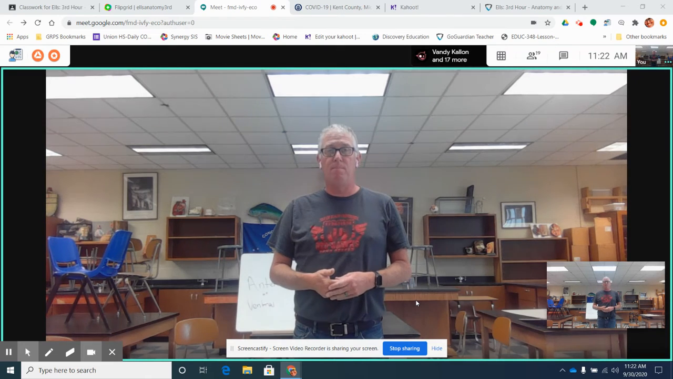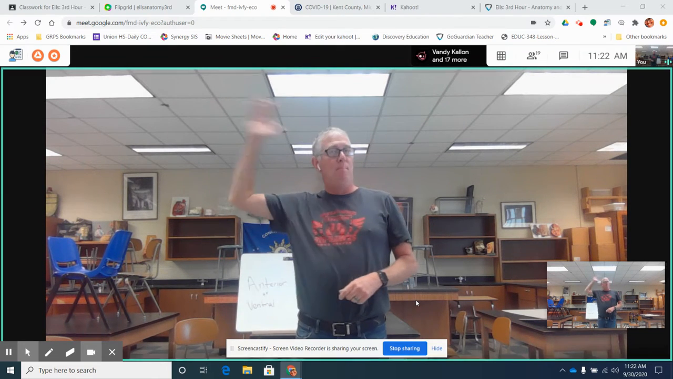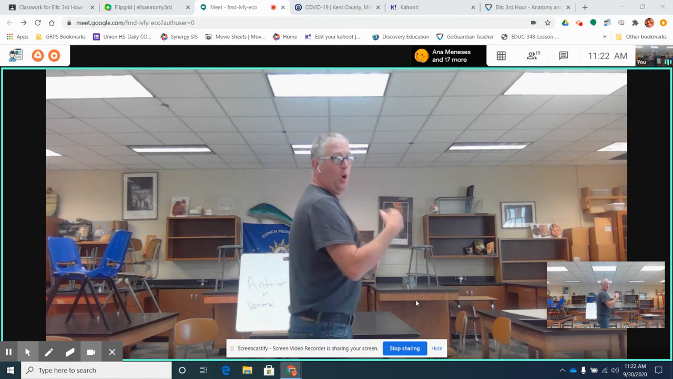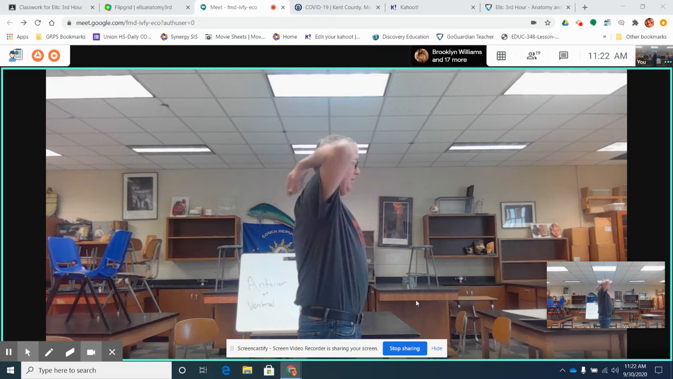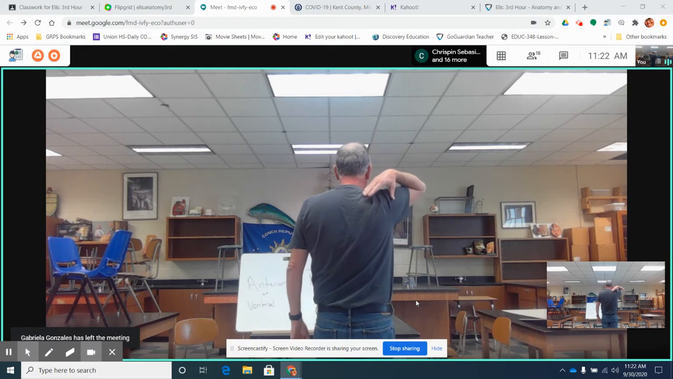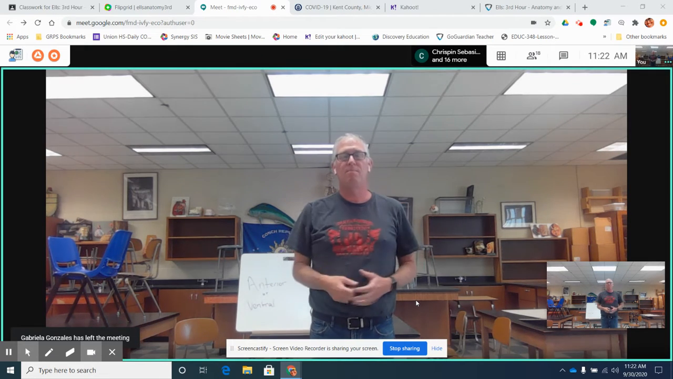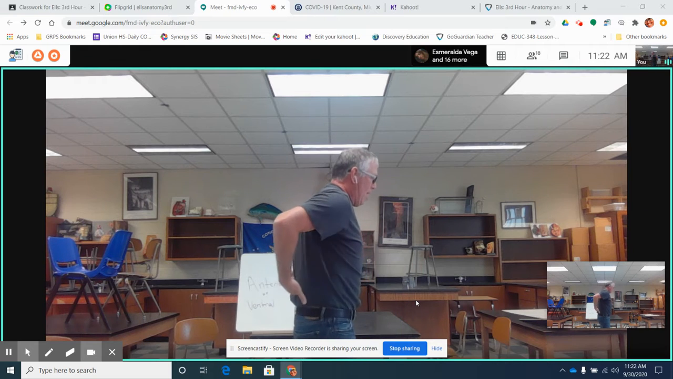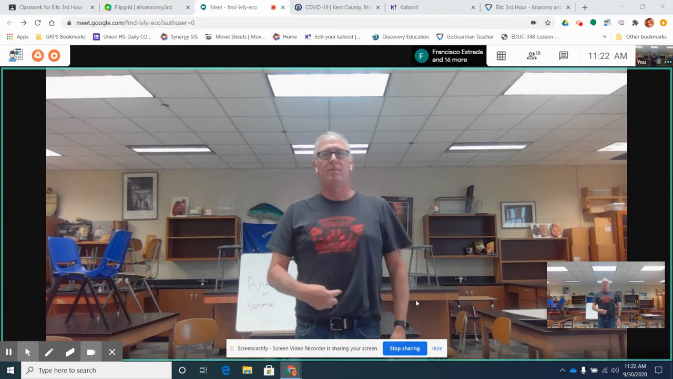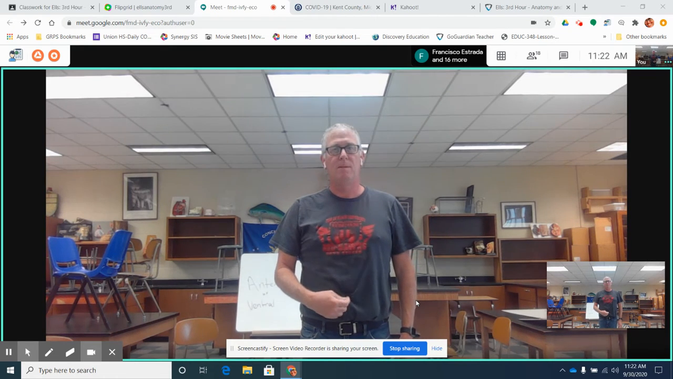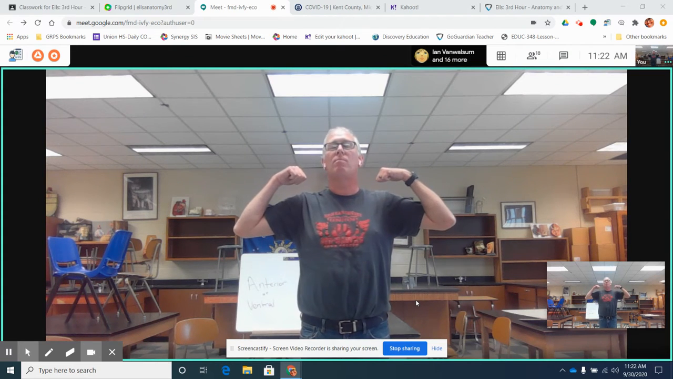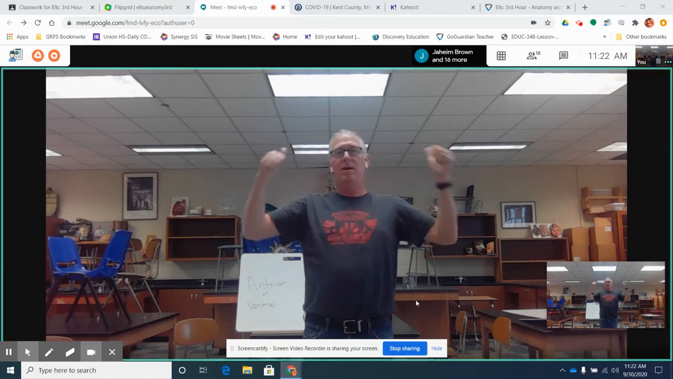Dorsal or posterior. The back of my head is posterior to my nose. There's my shoulder blade, on the back here. My shoulder blade is posterior to my chest. My lumbar area is posterior to my belly button. My belly button right there. So those are anterior, posterior, or ventral and dorsal.